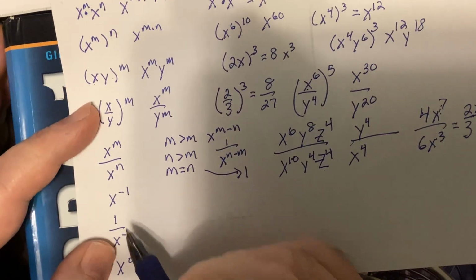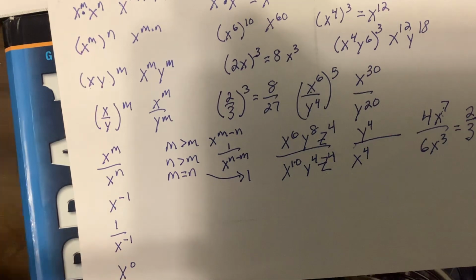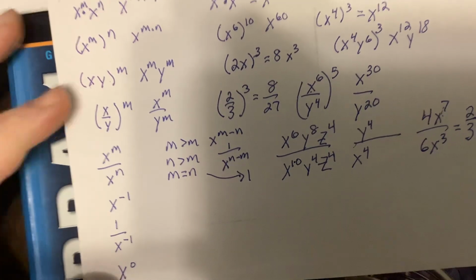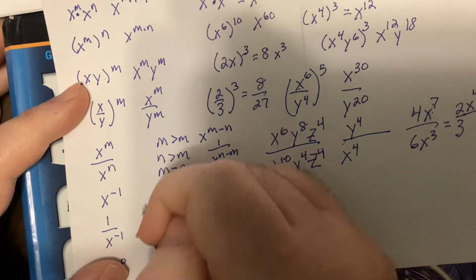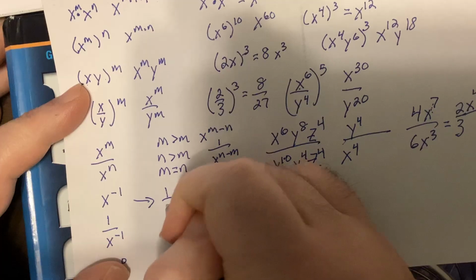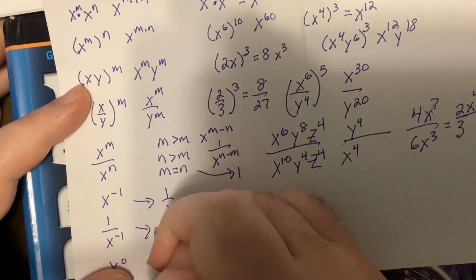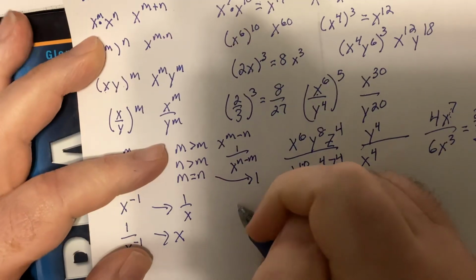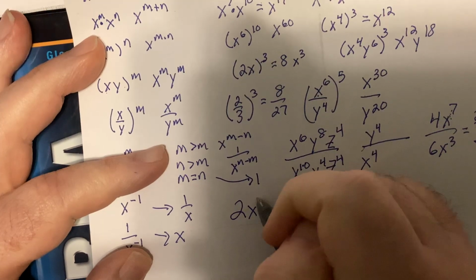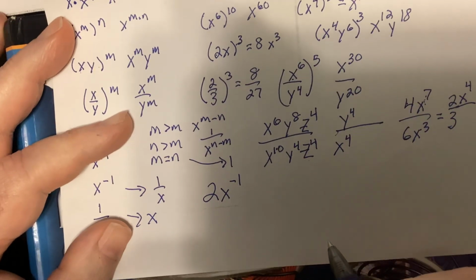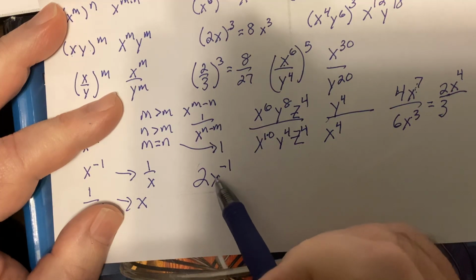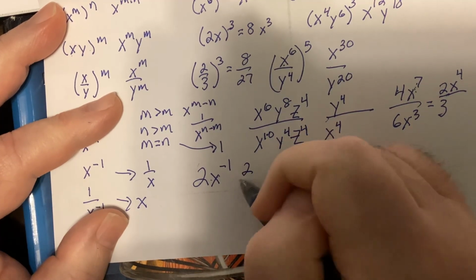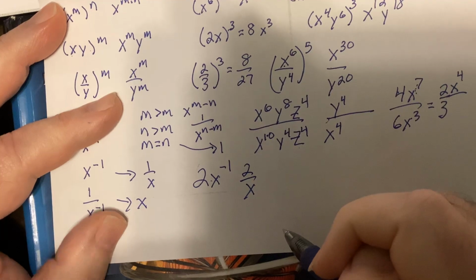Whenever I have a negative in the power, I move it. We got to move it. We like to move it. This would be 1 over x. This would be x. Now, the one most people get wrong is this one. Not in parentheses, so only the x moves. So it's 2 over x.